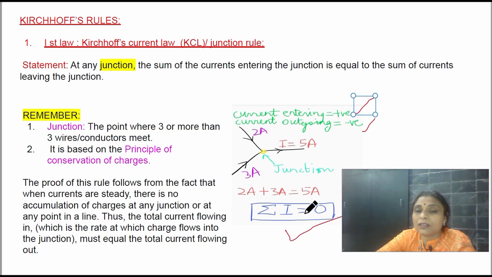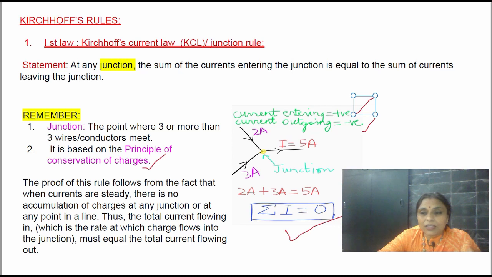Summing all the currents, this is equal to 0. And it is based on the principle of conservation of charge. This you should remember. The proof of this rule follows from the fact that when the current is steady, there is no accumulation of charge at any junction or at any point in a line. Charge cannot be created or destroyed. It has to be conserved. Whatever current is coming in is the current moving out. It is not accumulated at any point. And this is conservation of charge.